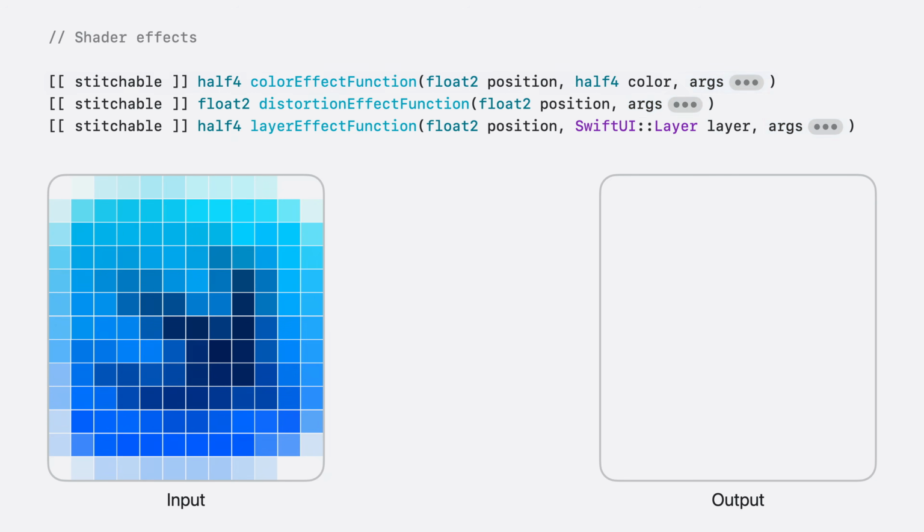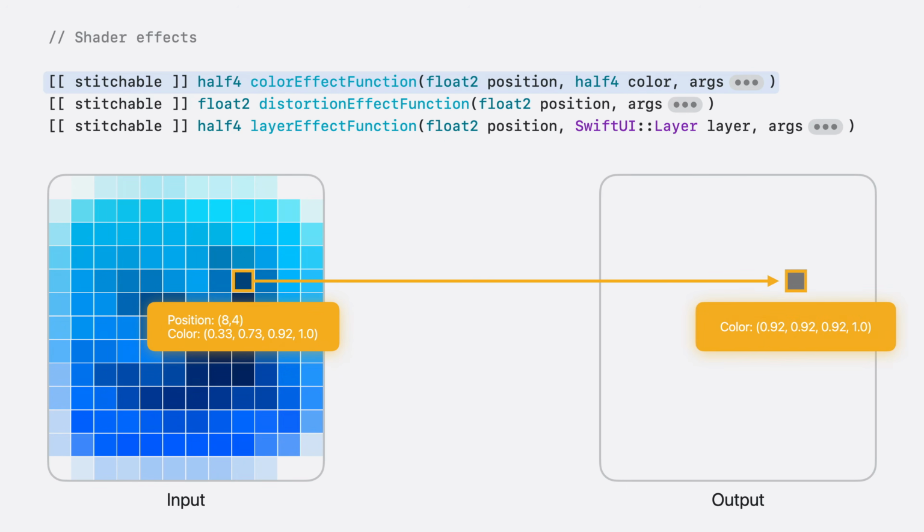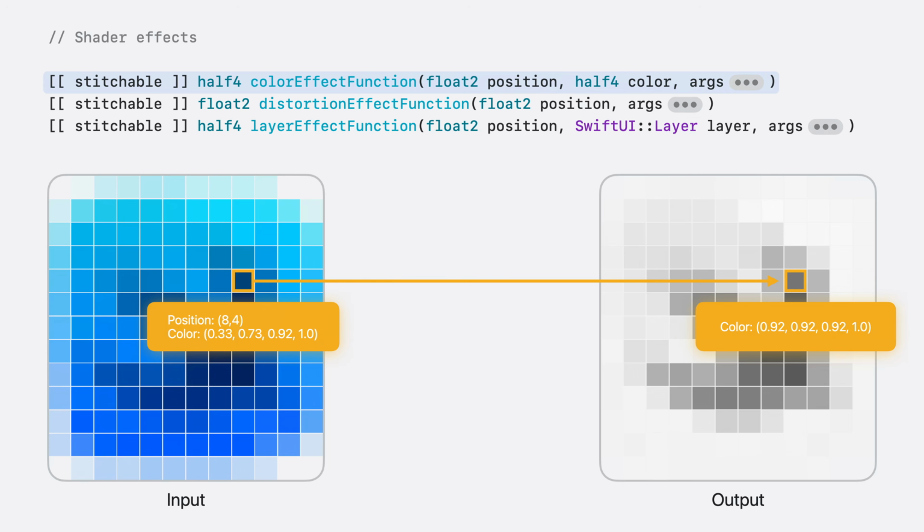Color effect works by transforming each pixel's color to a new color, where each pixel is provided with the pixel position and the original view's pixel color at that position. You then return a new color based on that information. This is useful for simple effects, like turning a colored image into a black and white one.